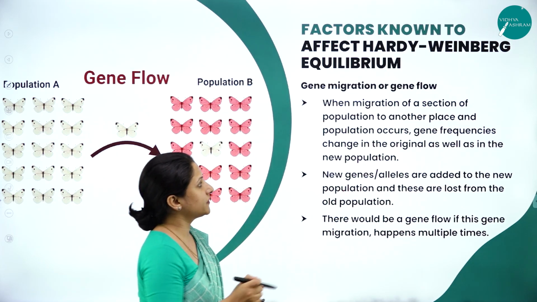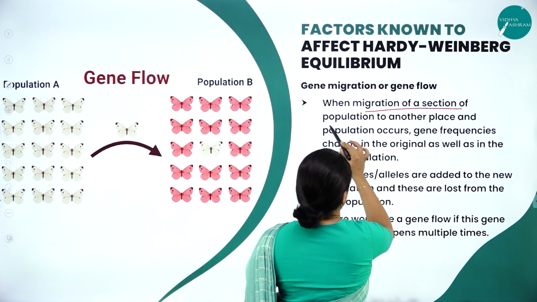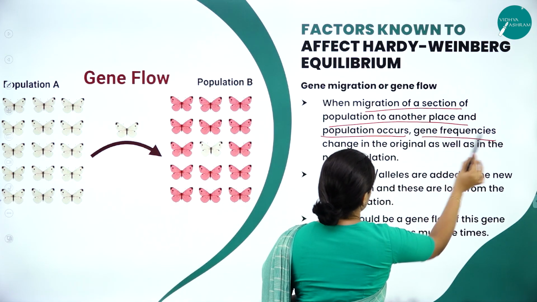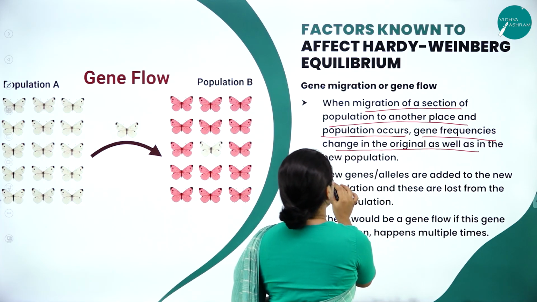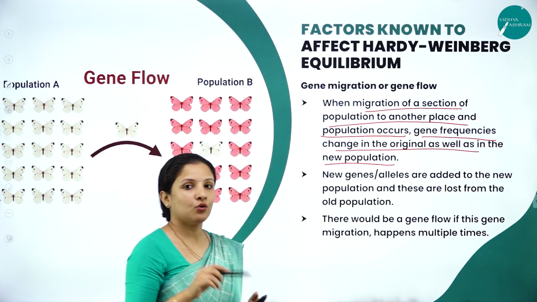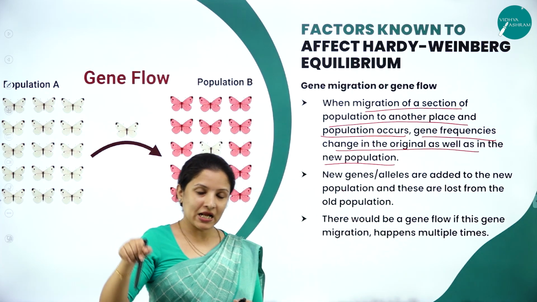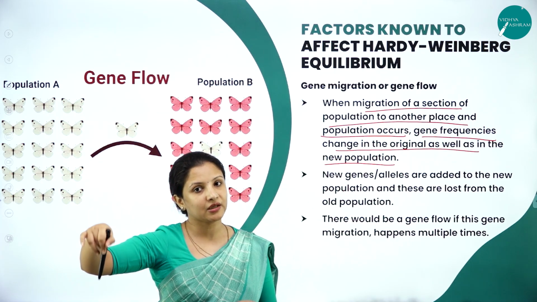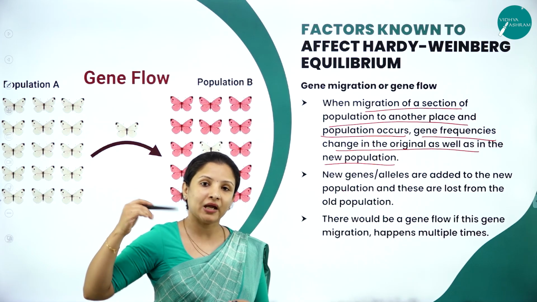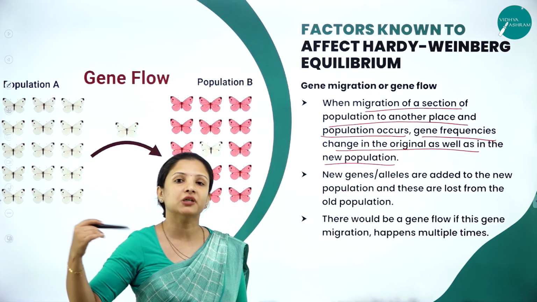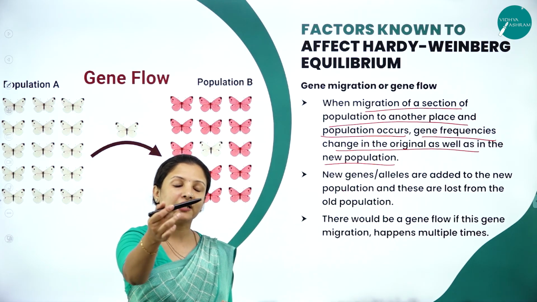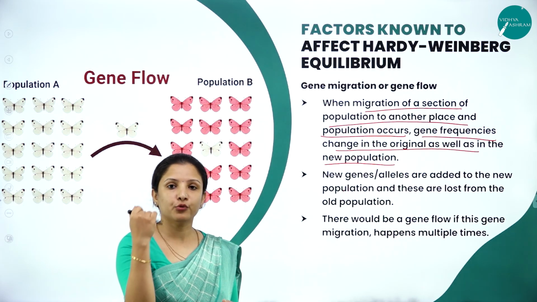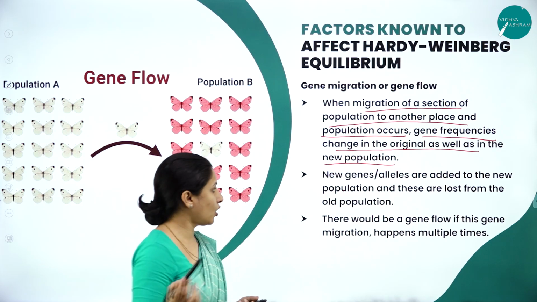So when migration of a section of a population to another place occurs, the gene frequency changes in the original as well as in the new population. What happens is that new alleles or genes come into the already existing population and get adjusted there, wherein mating can happen and new progenies with a new set of genes can develop, right? Because we get genes from both the mother and the father, depending on which is dominant.